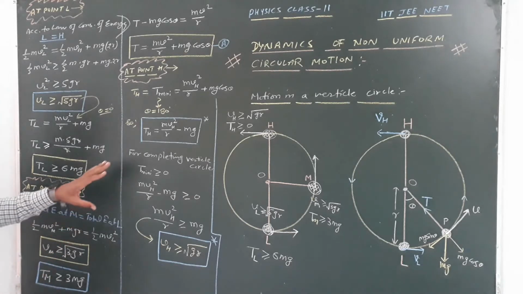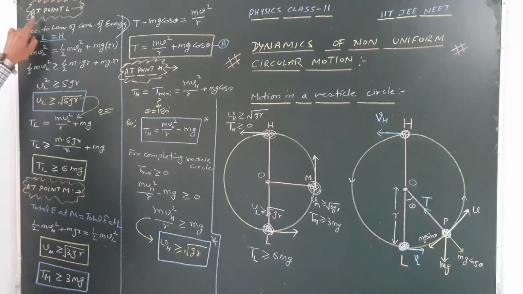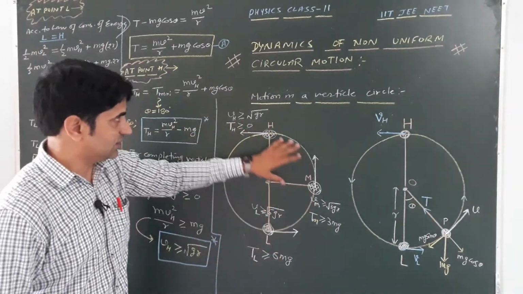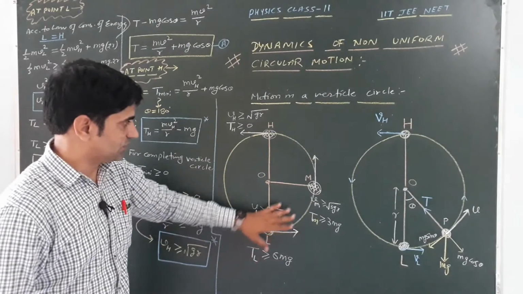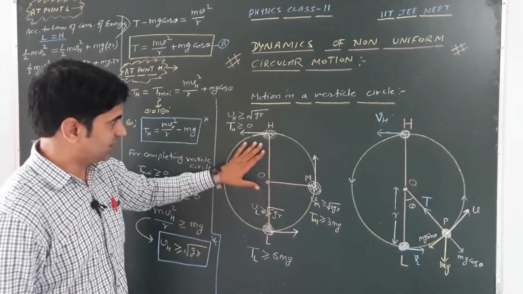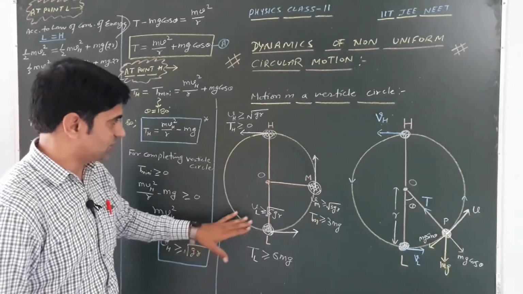So again considering at the other point, that is at point L, and again saying that when the stone will cover the circular path in this way, non-uniform circular motion, at different positions, lowest point, mid point, highest point, and at the other positions as well.